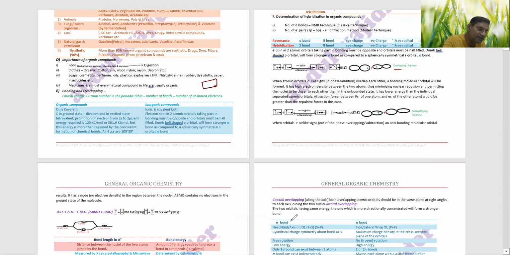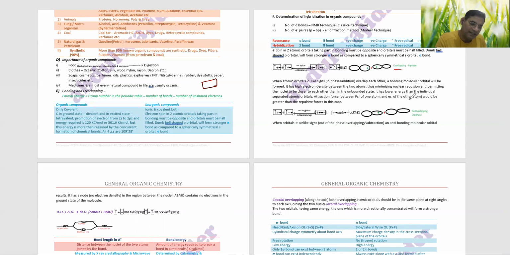See here, this theory is written. This was not there in your NCERT. When atomic orbitals with like signs, plus plus, overlap each other in phase, that is constructive addition, a bonding molecular orbital will be formed. It has high electron density between the two atoms, thus minimizing nuclear repulsion and permitting the nuclei to be closer to each other than in the unbonded state.